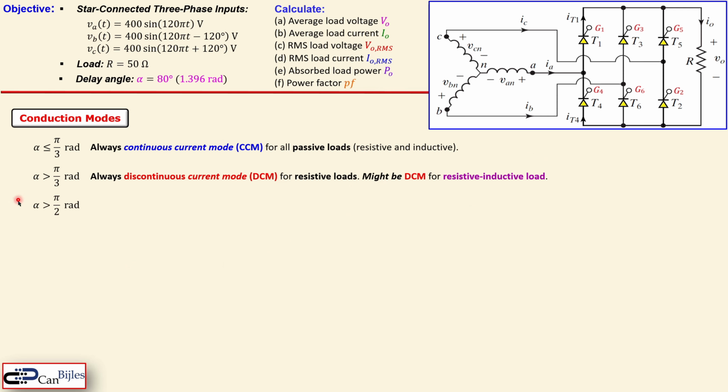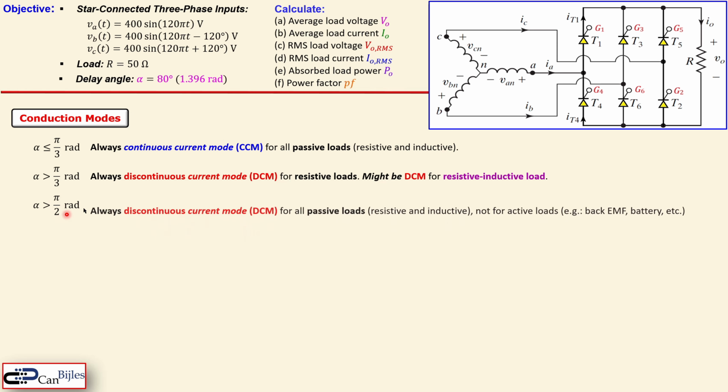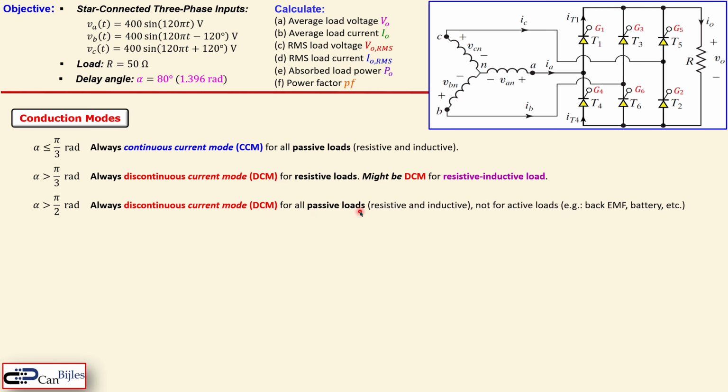And if your delay angle is larger than half pi, which is then 90 degrees, that means you have a DCM for all passive loads. So that means, again, the same situation actually as in the first part. So for resistive, inductive, etc., for pure passive loads, but it can be other things, so that is not valid for active loads like batteries or back EMF or other battery-powered devices.